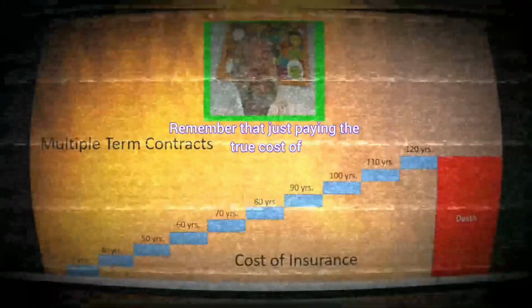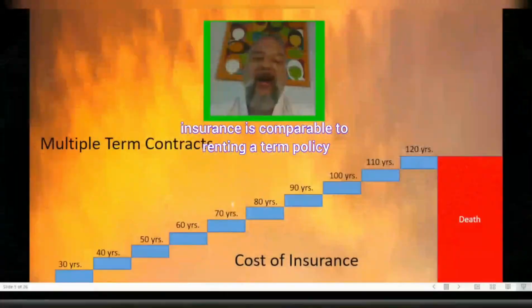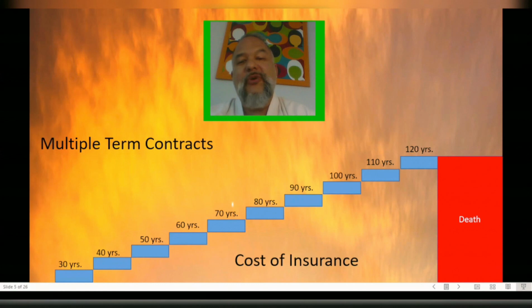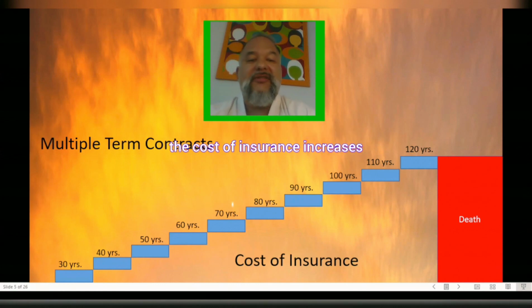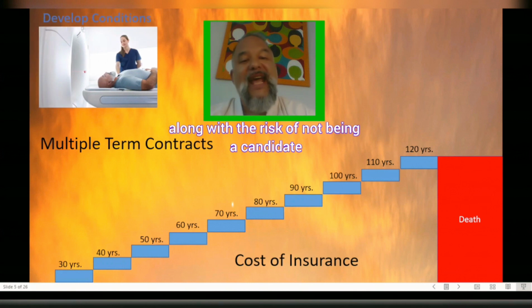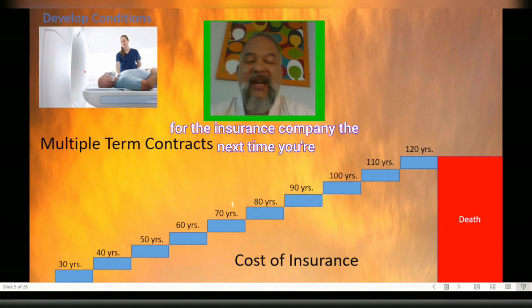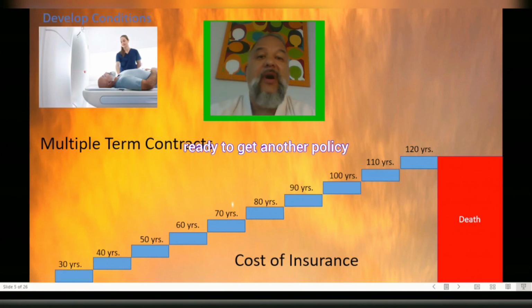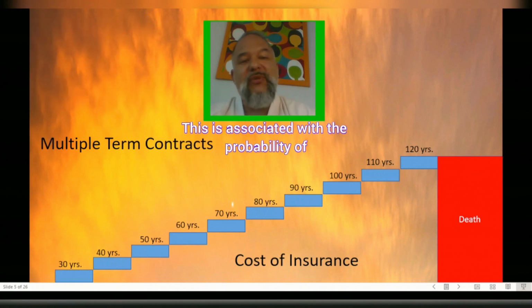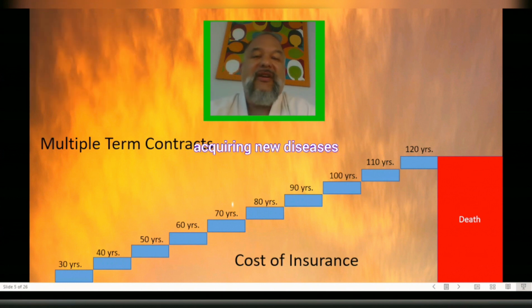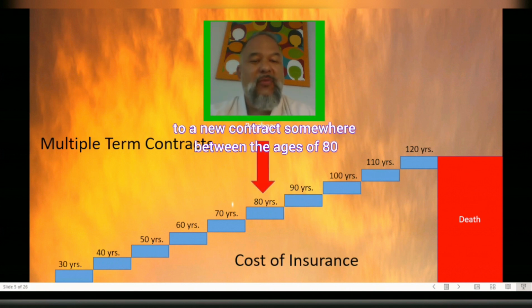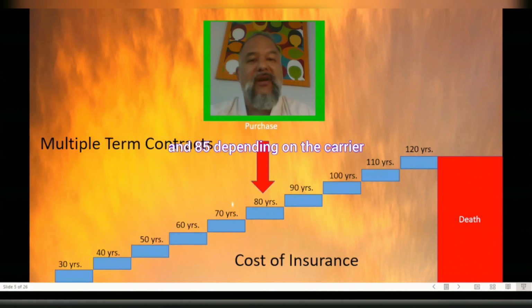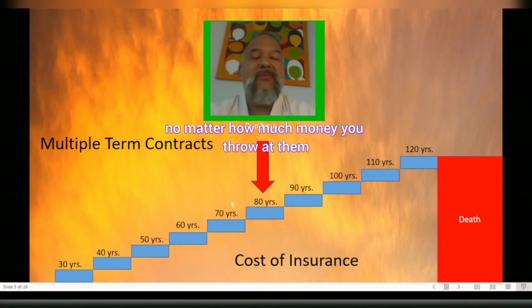Remember that just paying the true cost of insurance is comparable to renting a term policy. With each successive purchase of a term policy, the cost of insurance increases, along with the risk of not being a candidate for the insurance company the next time you're ready to get another policy. This is associated with the probability of acquiring new diseases and illnesses over time. Keep in mind, most insurers will not commit to a new contract somewhere between the ages of 80 and 85, depending on the carrier, no matter how much money you throw at them.